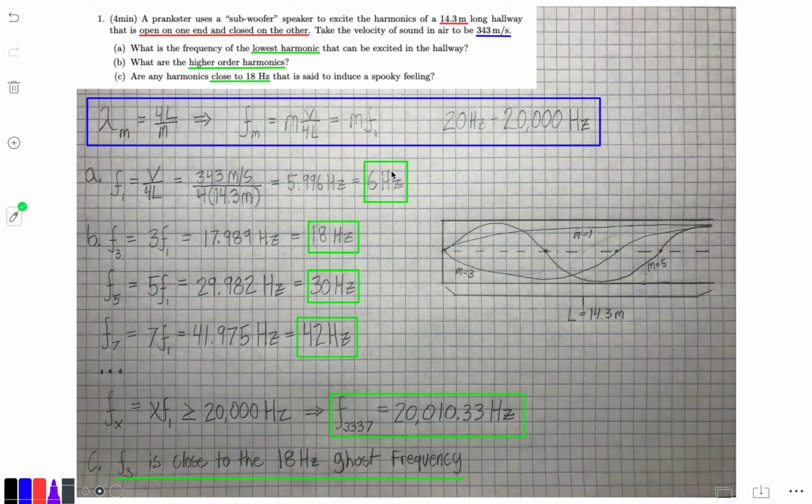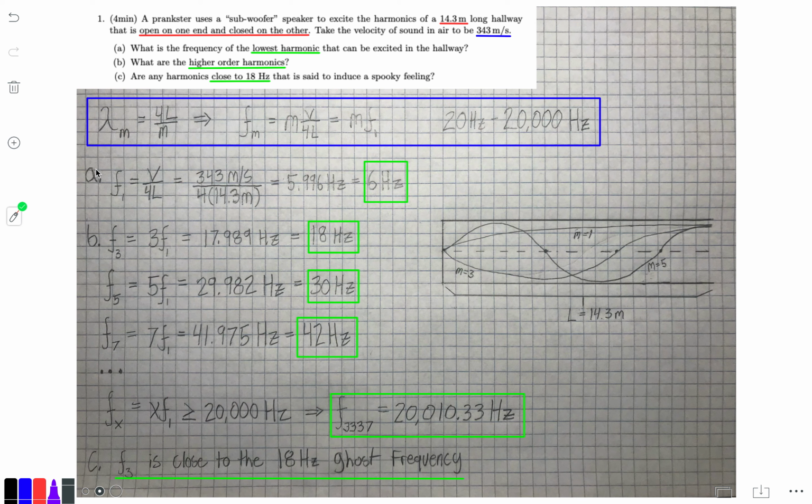Moving along, here's this equation rewritten, and we'll be using this as our way to find the higher order harmonics of this tube. This right here is the threshold, or the value range in frequency, of human hearing. So this is what we're capable of hearing.